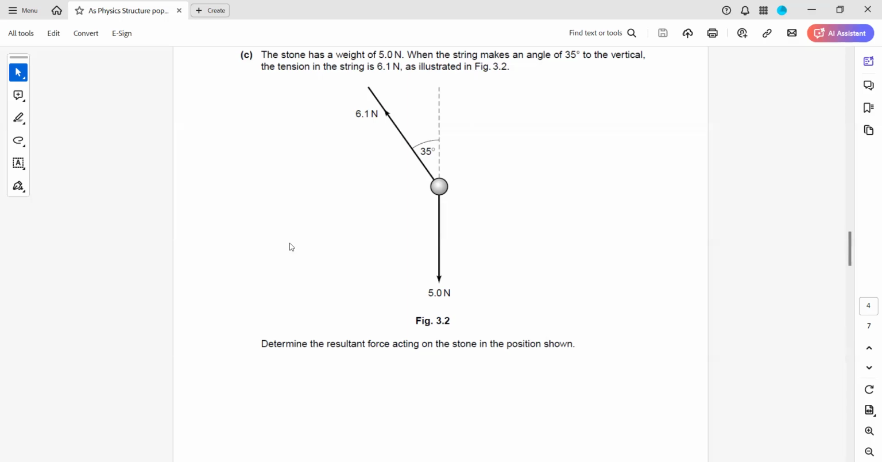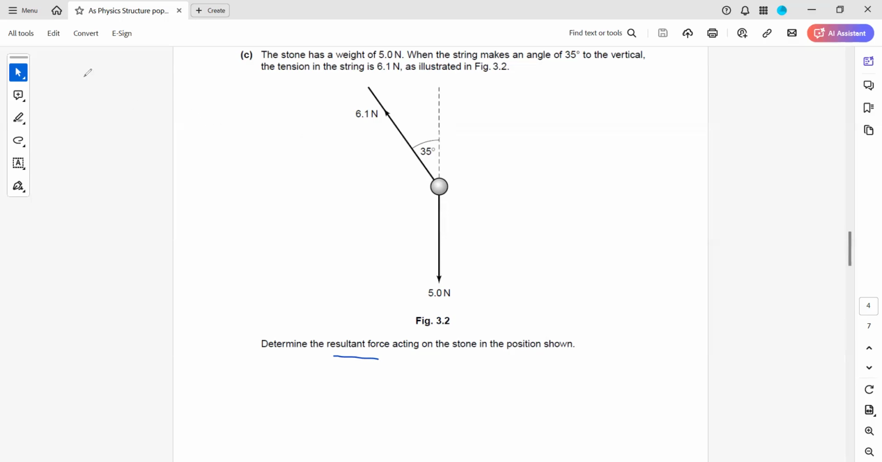So, how to determine the resultant force? There are two ways. You can use a vector diagram here. Either you use a vector diagram or you use a calculation method, both will work. If we use a vector diagram, as we did at the start of the session, there are the vector triangle and the parallelogram method.